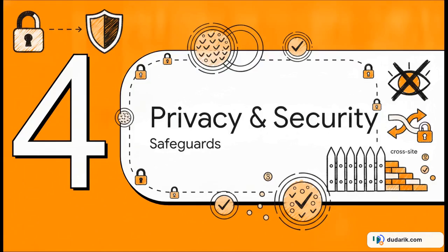Okay, Section 4, Privacy and Security Safeguards. Because letting any random site probe around for a file's hash creates a huge cross-site tracking risk, right? Let's see how they fix that.